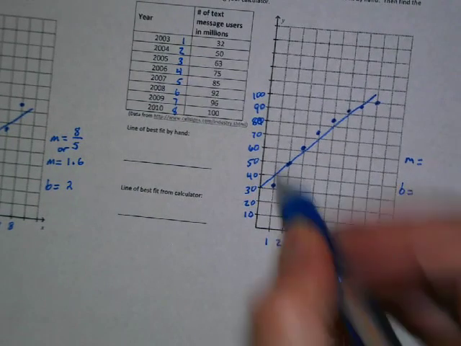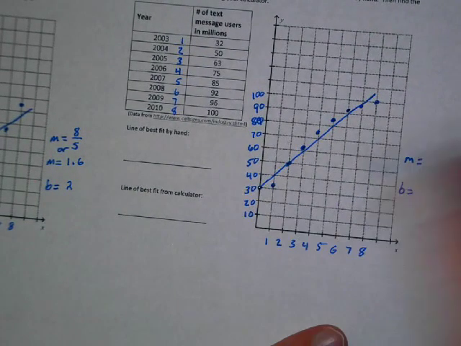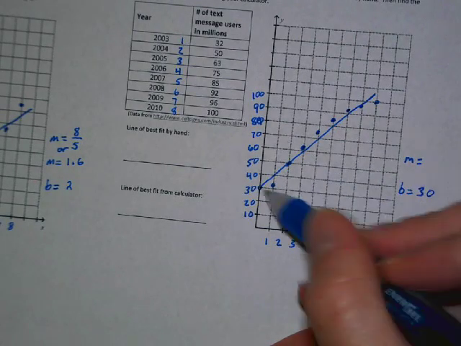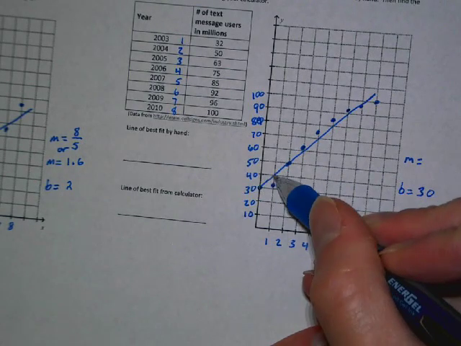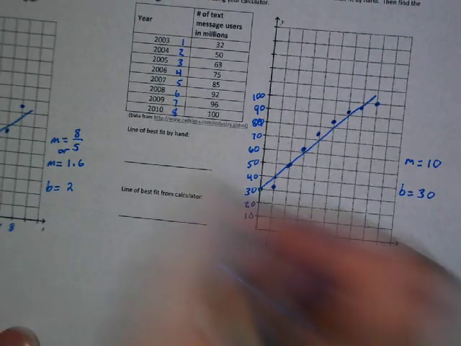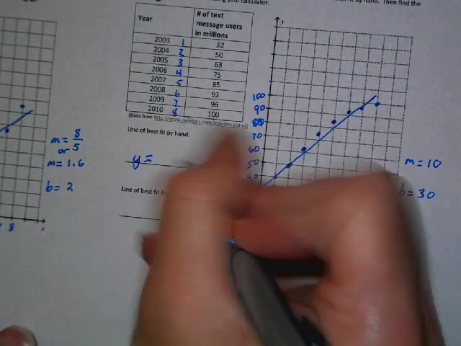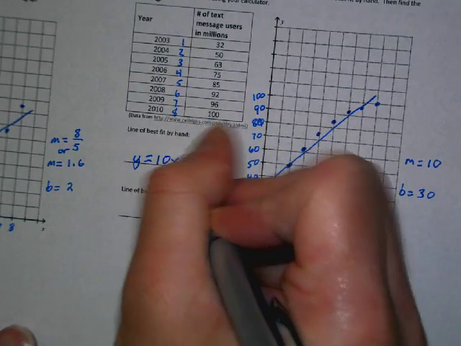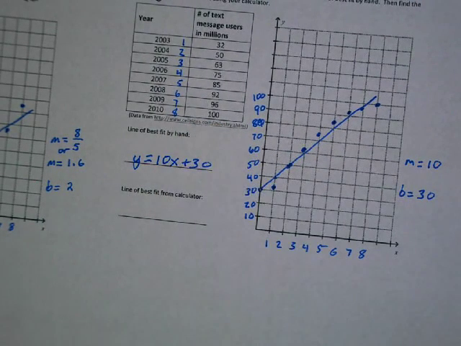And then we're going to write the slope and the y-intercept of the line you drew. So yours doesn't have to be the same thing I have here. For mine, I'm going to say my y-intercept's at 30. And my slope, I'm going to say it's going up 10, right 1. So I'm going to say a slope of 10. So that gives me an equation of y equals 10x plus 30.